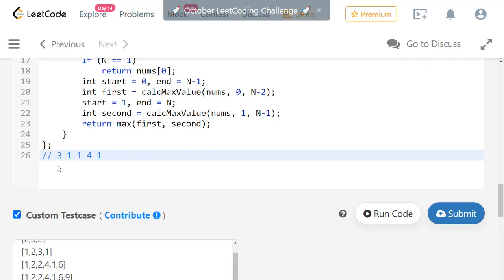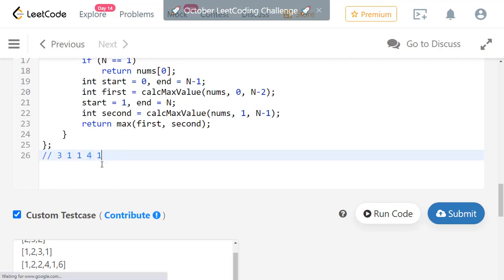Let's check the other one, breaking into even numbered houses. Now we start with the second house and skip the third house because it is adjacent. Then you go to the fourth house, so 1 plus 4, 5. So a maximum of 5 and 4 is 5.